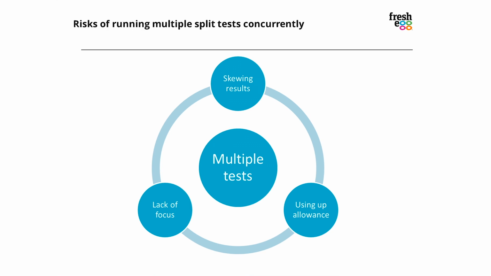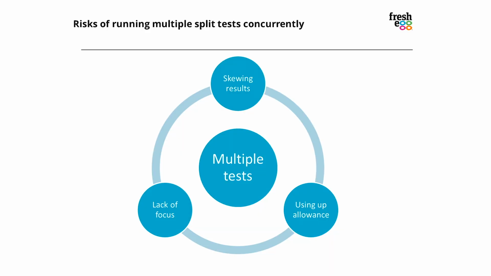Using up a monthly allowance. If you're using a split testing tool that has a certain allowance and you're running multiple tests, that can lead to you using up that quota much more quickly, and can cause your split testing to turn off if you hit quota. There's also a risk of lack of focus. So if you're split testing many things across your site at the same time, you might not be paying proper attention to managing problems that come up through that testing, and also reporting accurately on results can be difficult when you've got many things going on.